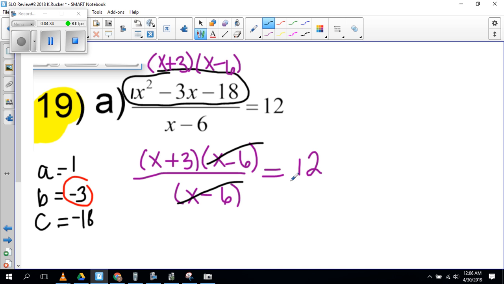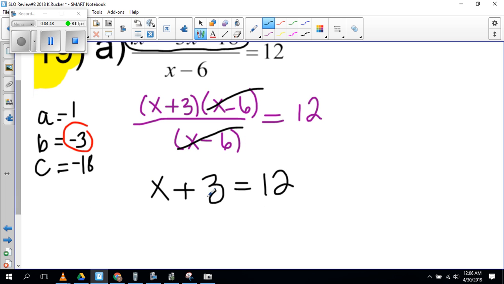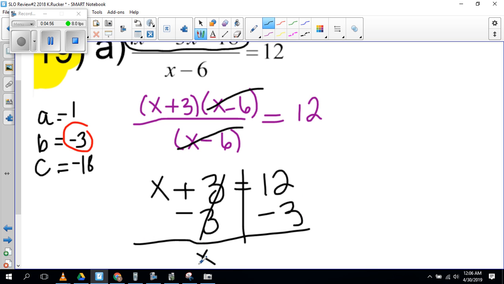So now all we have left, we're going to go straight across. Just what we have left. We have x plus 3 equals 12. And all we got to do now is just solve it. So we subtract 3 from both sides because we're getting x by itself. We get x equals 9.